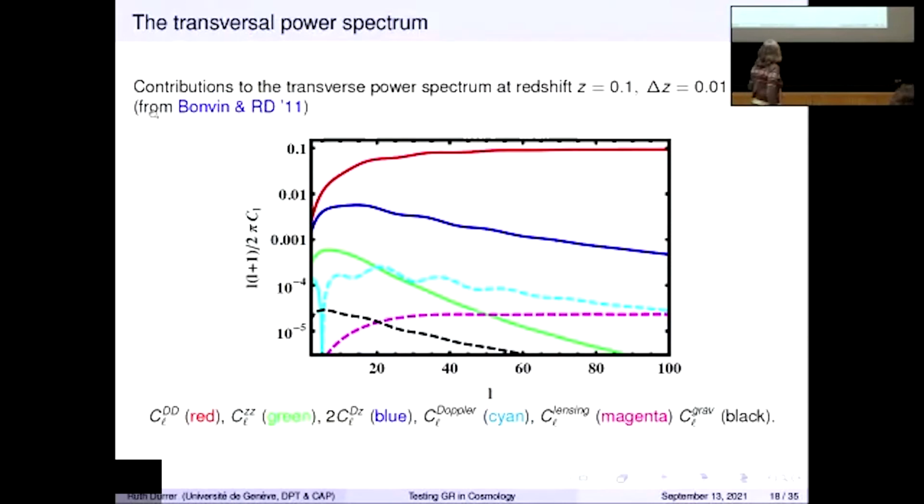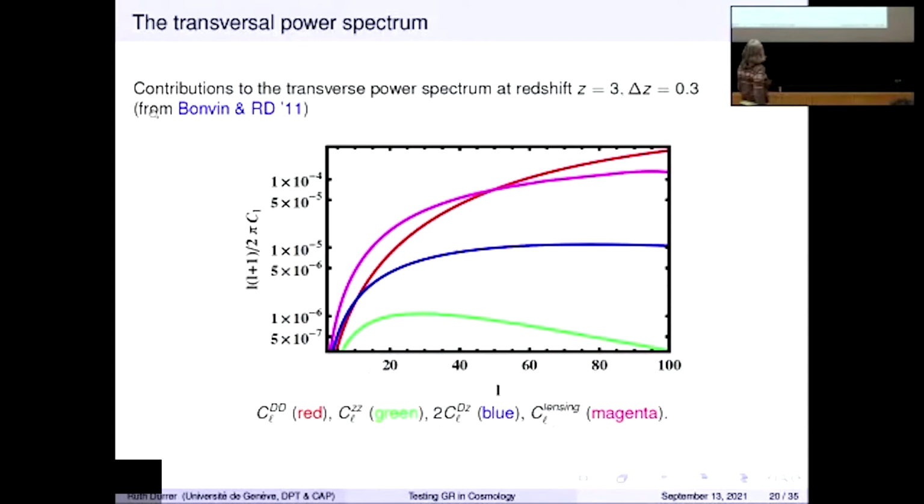You can calculate this in a given model, and in typical models, you see that at smaller redshift, the density term is really the most dominant term, dominating by orders of magnitude over everything else. Whereas if you go to high redshift, here this is redshift 3, and you use a relatively wide redshift bin over which you integrate things, you find that actually the lensing term becomes very important in addition to the density term.